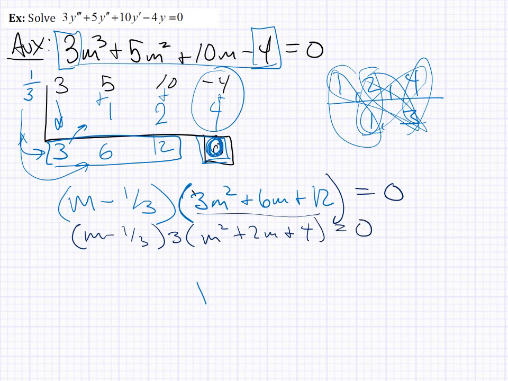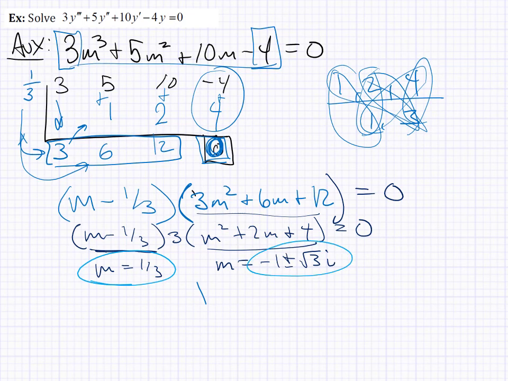And we get, all right, well, this is a quadratic. That's not actually factorable, so we could use the quadratic formula to solve that piece. This one we know would be m equals 1/3. So this one's going to give us m equals negative 1 plus or minus square root of 3 i when we use the quadratic formula. In which case, what do we have? We have a real solution, and we have a complex conjugate pair. We got our alpha, we got our beta.